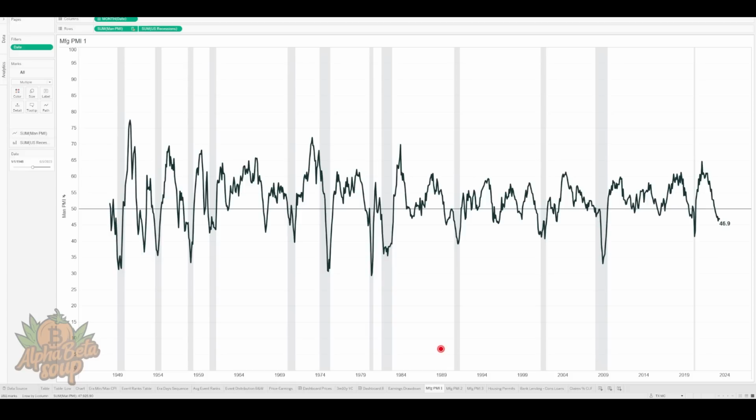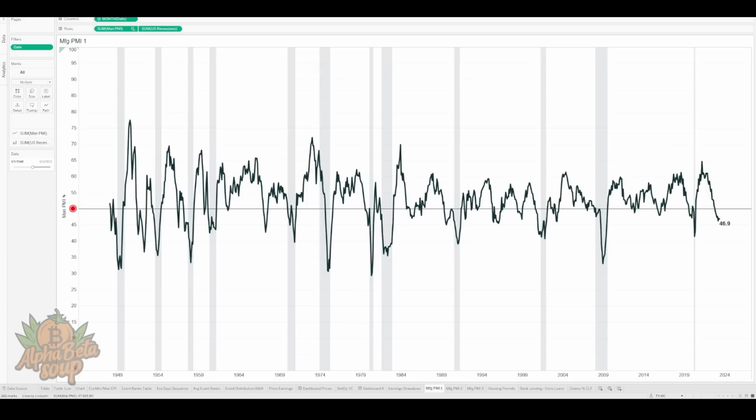This is a survey. They ask a bunch of different businesses what they think about their business outlook. How's business? How are inventories? How are new orders? How are backlogs? Are you planning to hire anyone? How are prices? Things like that. And they combine all of it into a diffusion index right here.